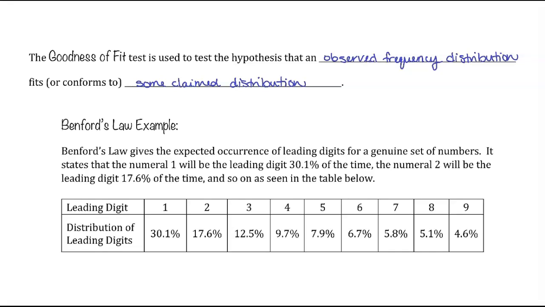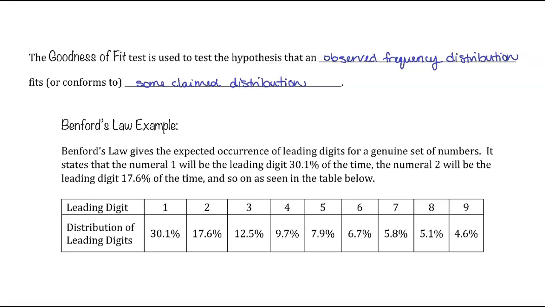Benford's law gives the expected occurrence of leading digits for a genuine set of numbers. It states that the numeral 1 will be the leading digit 30.1% of the time. The numeral 2 will be the leading digit 17.6% of the time, and so on. You can see in this table the percentages or proportions of the time that each digit will be the leading digit. The example that we will look at will involve checks being written by companies that seem slightly suspicious.